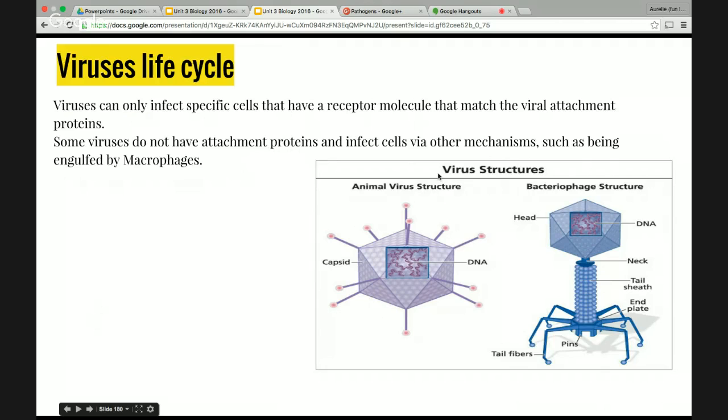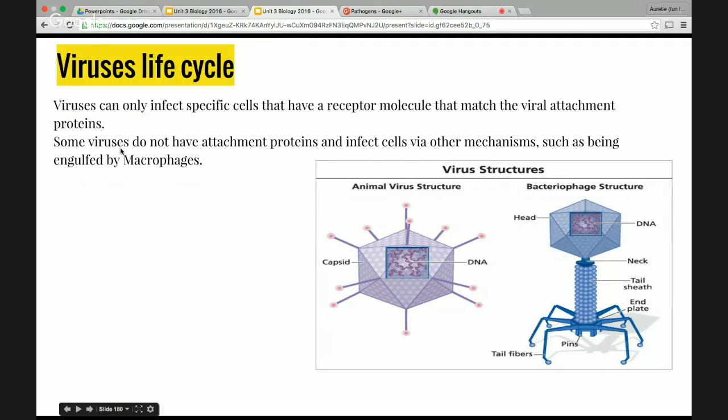So usually on the virus, those projections you see there, that's where the virus would attach to the cell. Now the cell needs to have a receptor molecule that matches the viral attachment proteins. Those projections here are the viral attachment proteins. If a virus cannot attach to the cell, then it can't infect that cell. This is because the virus needs to attach itself to the cell so that it can transfer its genetic material inside the cell. That's how it infects the host cell, basically.